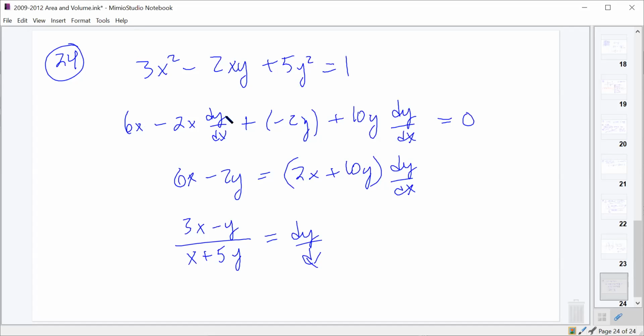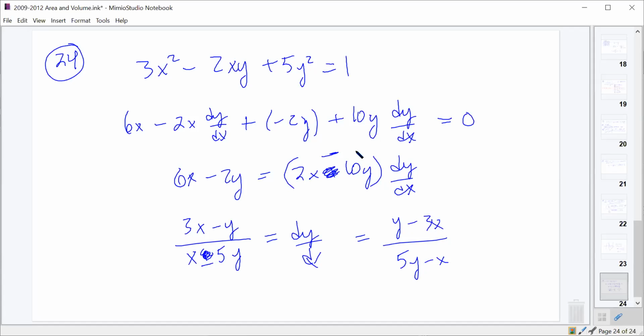6x minus 2x dy dx plus negative 2y plus 10y dy. Oh, this should be a minus 10y. It should be a minus 5y. So 3x minus y over x minus 5y, which doesn't look like any of the answer choices, but if you factor a negative, right, you can take a negative out of the top and a negative out of the bottom, which gives you y minus 3x over 5y minus x, which was choice B.